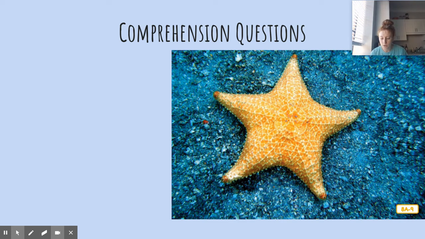What animal is that on the screen? What do you see? A starfish. And a starfish eats snails, clams, oysters, and crabs. So does that make it an omnivore, a carnivore, or an herbivore? A carnivore, because carnivores eat only meat. And we talked about how the starfish can regenerate, or it does this thing called regeneration. What does regeneration mean? It means that it can grow back parts of its body, right?